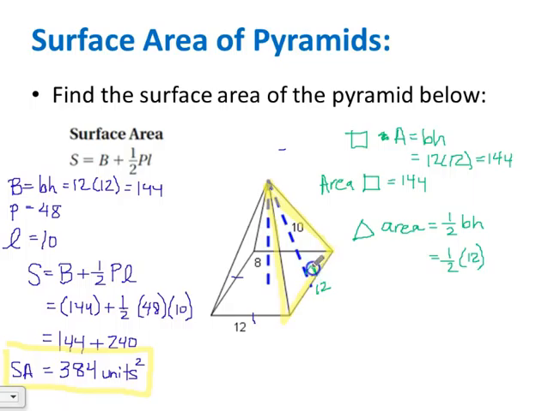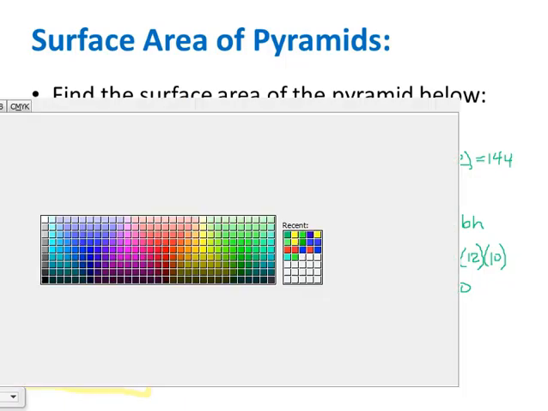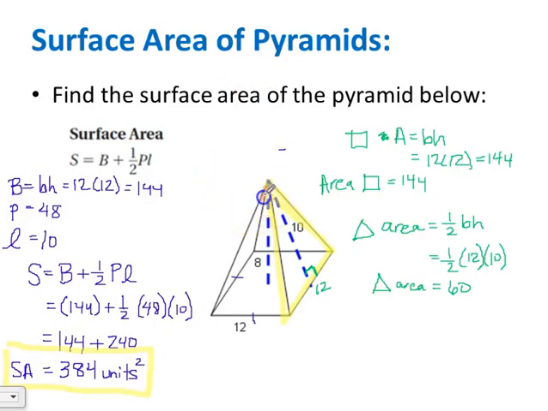So we're dealing with the triangle, so we want that slant length of 10 there, because it makes a right angle with the base of the triangle. So it's going to be 10, the height. So 12 times 10 is 120. Divide that by 2 and we get 60. So the area of that highlighted triangle is 60 units squared. What about if we were to find the area of this front triangle, this one right here?